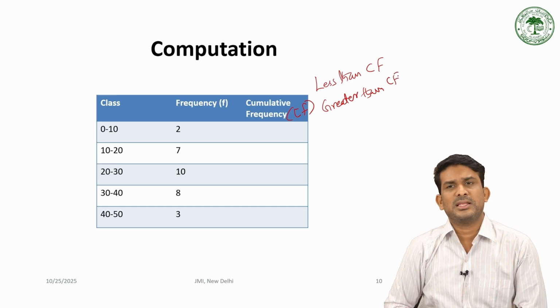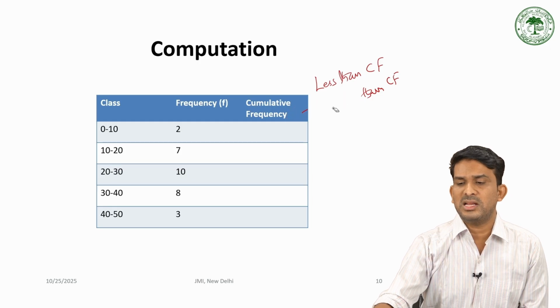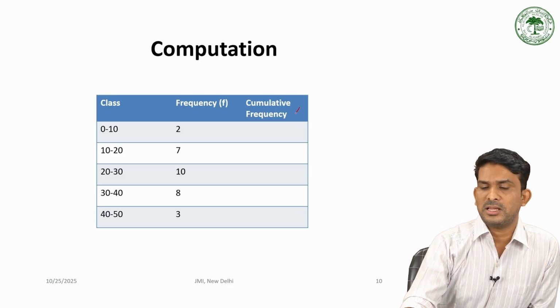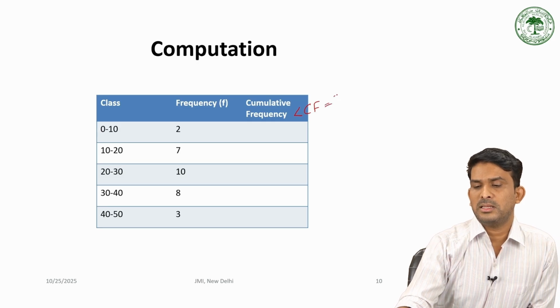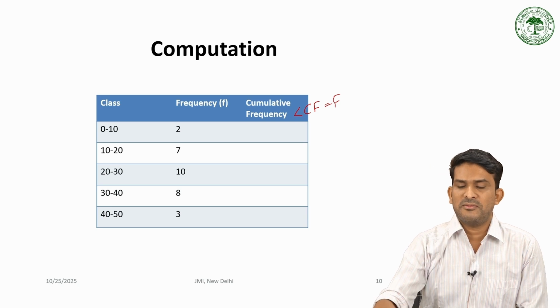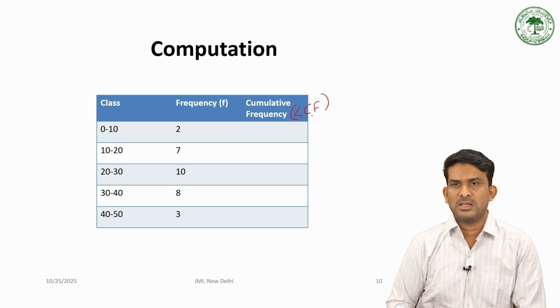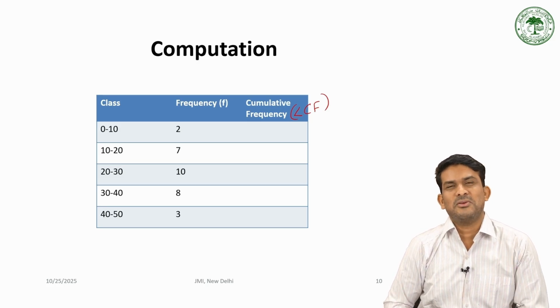No confusions regarding that. So in the median, we go for less than cumulative frequency. In the median, the cumulative frequency mentioned here is less than cumulative frequency. In the equation we mentioned f, right? So for the time being, it is less than cumulative frequency. How do we calculate less than cumulative frequency? This is a concern.